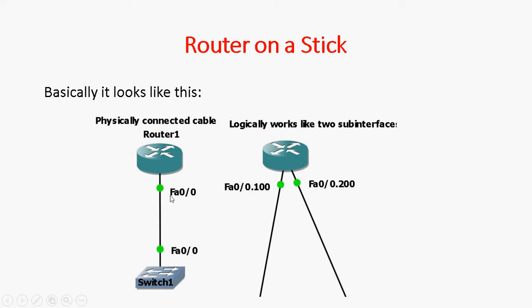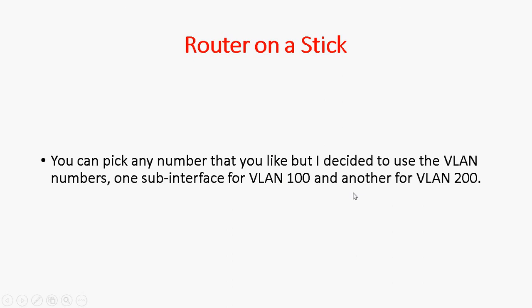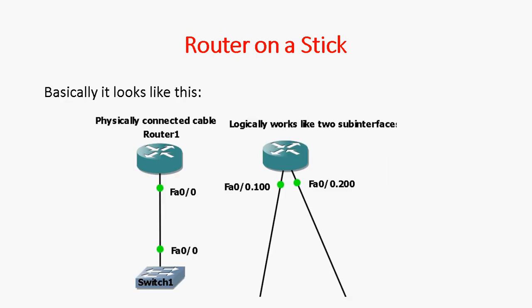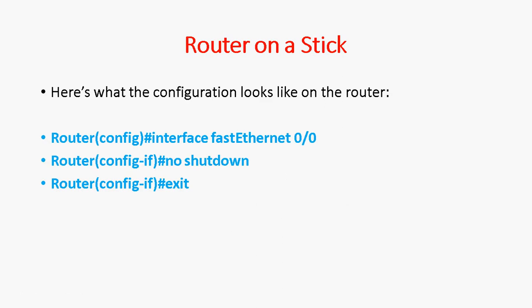Here we can see the physical interface port number is FA0/0. Here I created sub interfaces, which are logical interfaces, FA0/0.100 and FA0/0.200. You can pick any number that you like, but I decided to use the VLAN numbers. So here FA0/0 dot, then you have to give any decimal number. Here I mentioned 100 and 200. This 100 belongs to VLAN 100 and this 200 belongs to VLAN 200. That is what I mentioned in this slide.